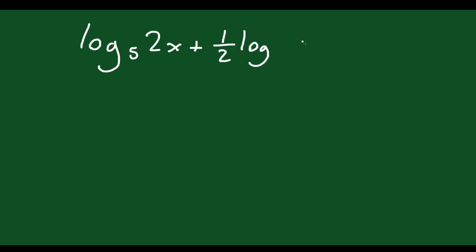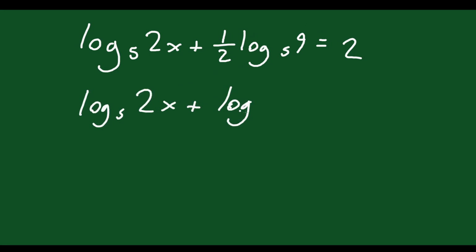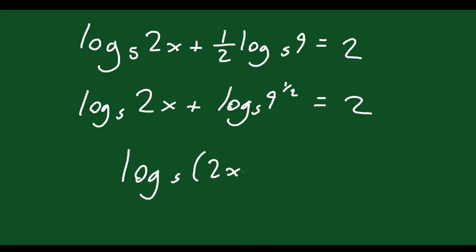Okay, how about if we have log base 5 of 2x plus a half log base 5 of 9 equals 2. What should we do here? Well, these are both base 5, so we can use the product rule, but I want to move that coefficient into the exponent first. So log base 5 of 2x plus log base 5 of 9 to the 1/2 equals 2. Now we can combine these. So log base 5 of 2x times 9 to the 1/2 equals 2.